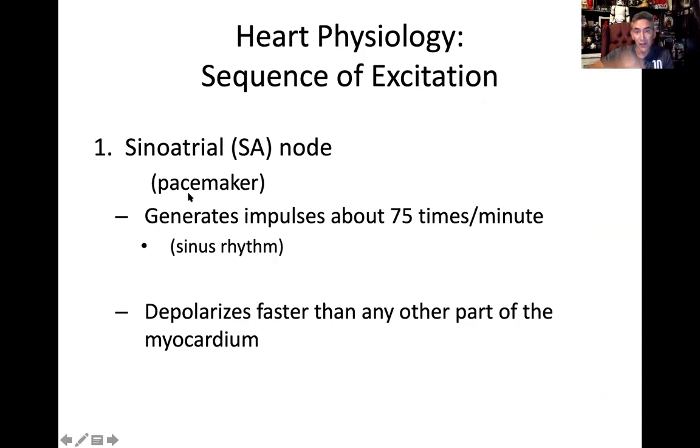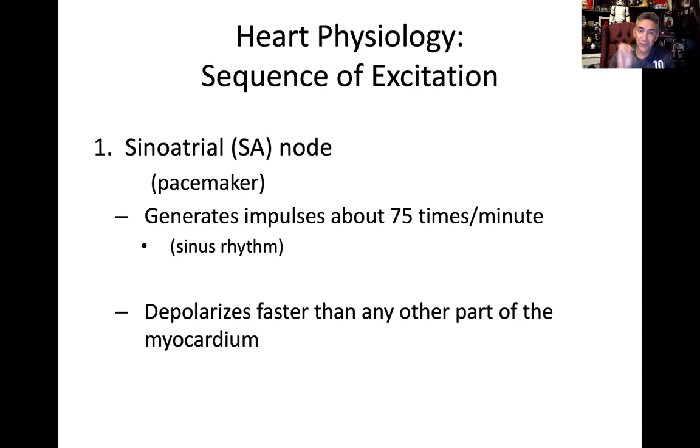It's an autorhythmic cell. It's going to keep the beat, and it's going to keep the beat faster than any other part of the conduction system. So it's going to generate impulses at about 75 beats per minute. If the sinoatrial node is taking charge, we call that sinus rhythm, about 75 beats per minute, right?